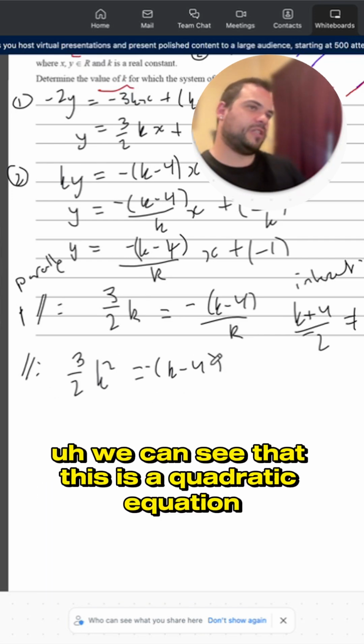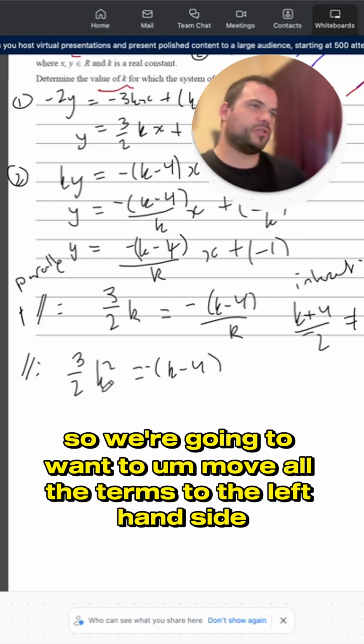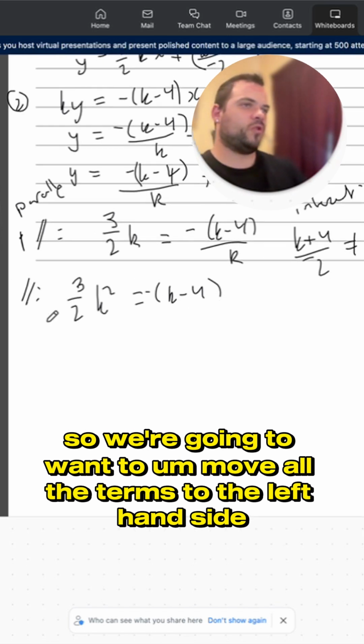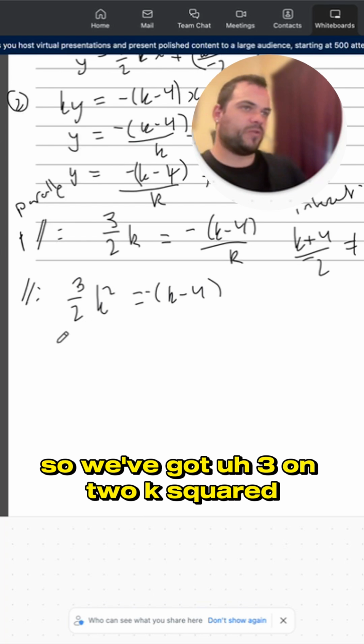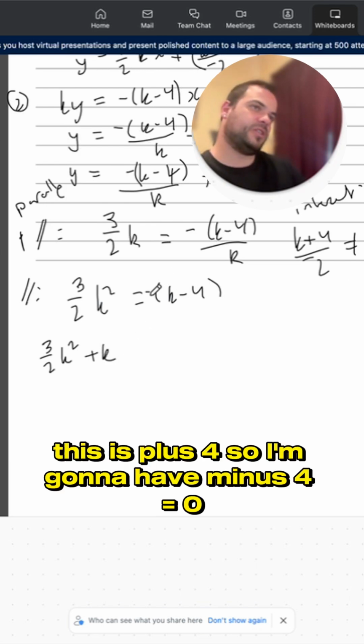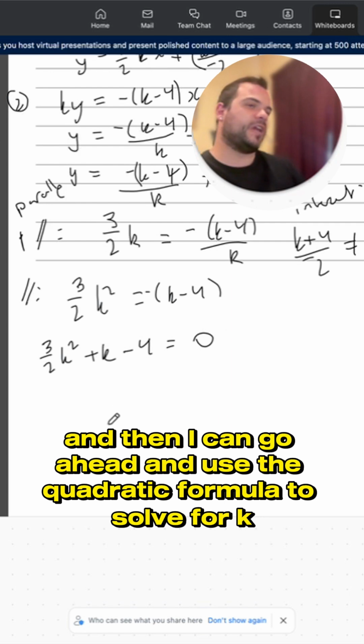We can see that this is a quadratic equation, so we're going to want to move all the terms to the left-hand side. So we've got 3/2 k squared. This is minus k, so here I'm going to have plus k. This is plus 4, so I'm going to have minus 4 equals 0. And then I can go ahead and use the quadratic formula to solve for k.